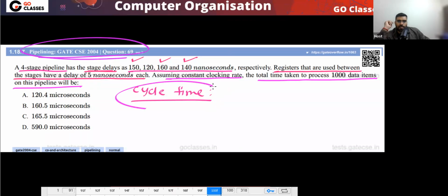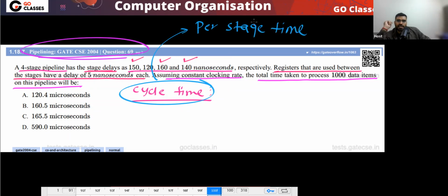Remember this point. One thing you should understand: cycle time means basically how much time I should give per stage. Basically, it's like average per stage time, right? Every stage is going to spend this much amount of time.